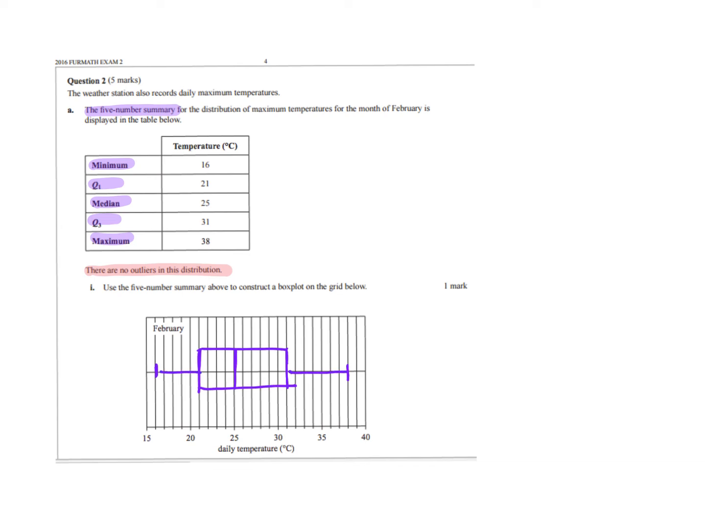Okay, if we're just having a look at that, what type of shape do we think this one is? Positive skewed. Yep, I would go positive skewed. Where's the center? The center is the median, which equals 25 degrees Celsius.